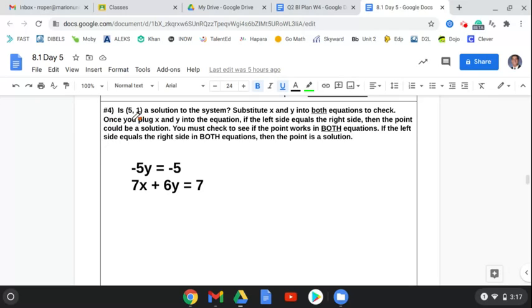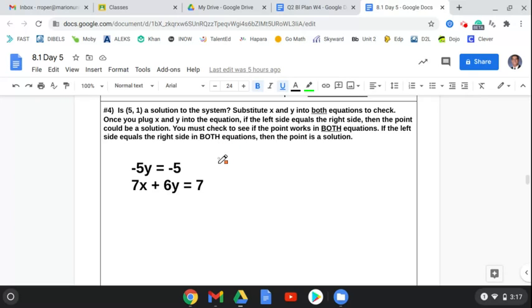Okay, so here number 4, I'm going to check: is 5, 1, the point (5, 1), a solution to the system? I need to substitute the x and y value into both equations in order to check. Once I plug the x and y into the equation, if the left side equals the right side, then the point could be a solution.